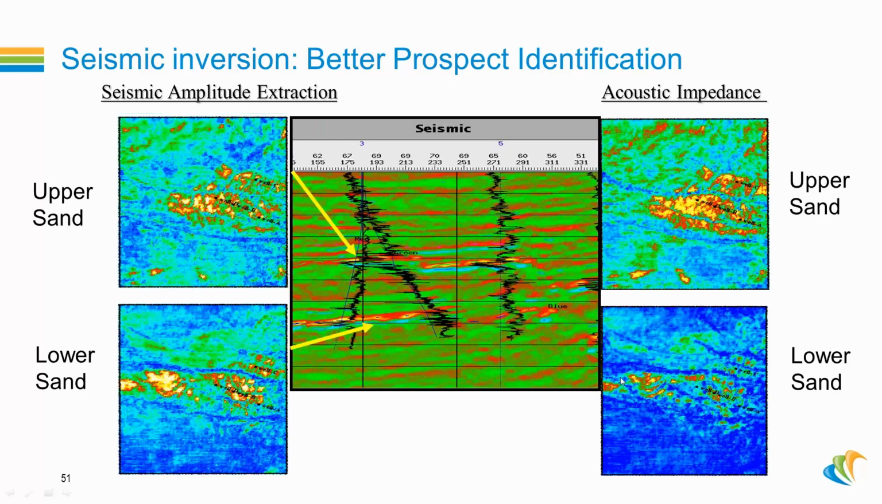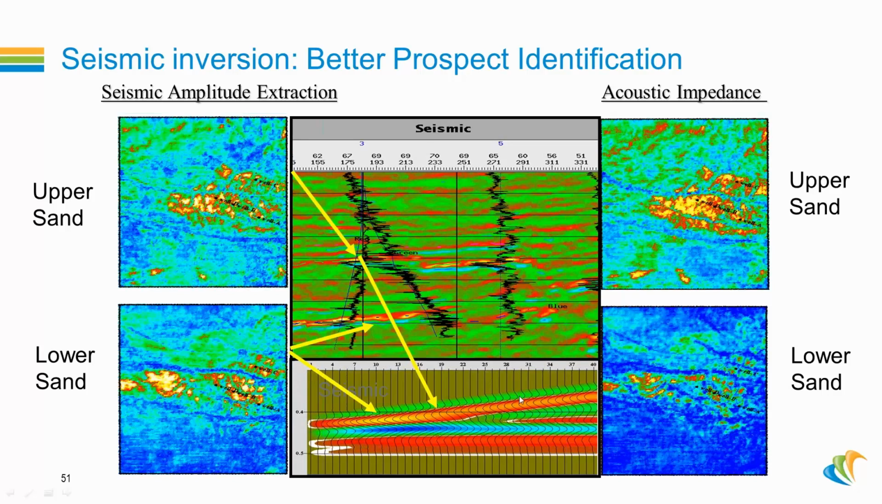Why is this happening? Because we have a tuning effect here. The bottom sand is at the tuning, at the maximum tuning, where it will show the brightest spots, and the top one is at this location, so it's not showing that continuity or good amplitude in the seismic data. But after inversion, you get better amplitude and better connectivity for the upper one.